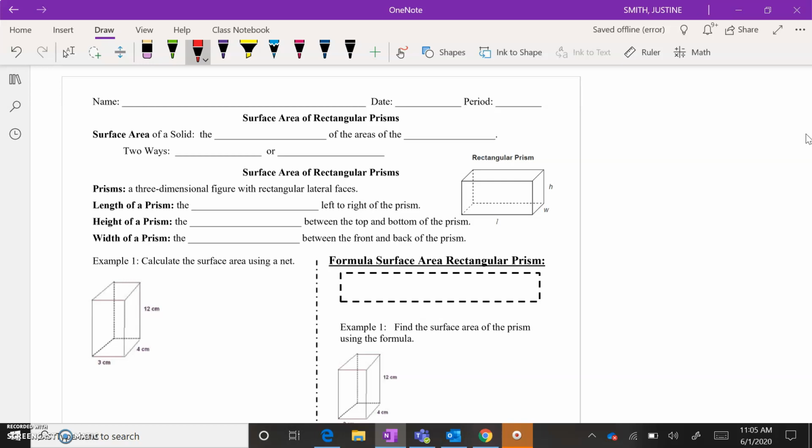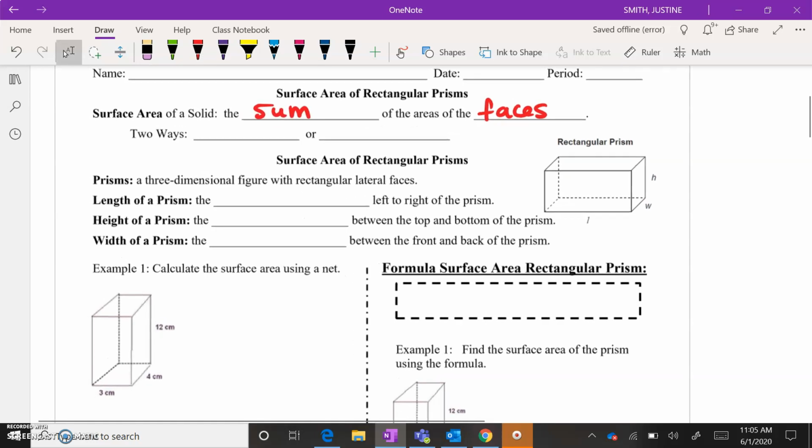All right. So we are looking at surface area now of a solid. Surface area is basically taking all of the outside surfaces of a figure and adding them up. So it's the sum of the area of the faces of a figure. There's basically two ways that you can look at doing this. We can look at the net, or we can use a formula, and we're going to talk about what that means here.